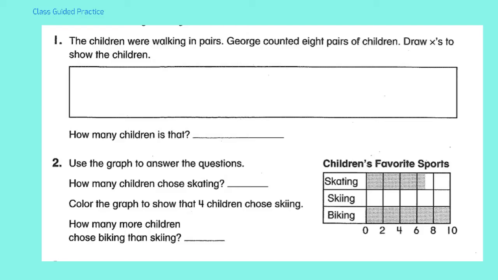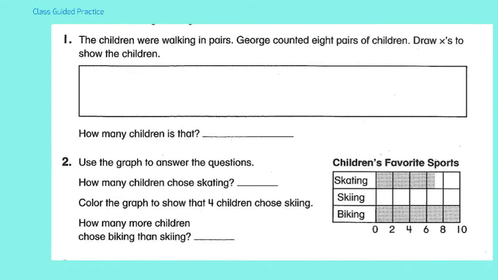Right, let's get started on our guided class practice. Number 1 reads, the children were walking in pairs. George counted 8 pairs of children. Draw X's to show the children. All right, so we know that the children were walking in pairs.